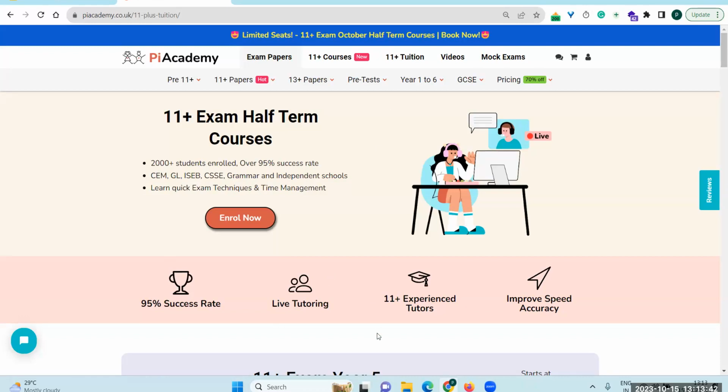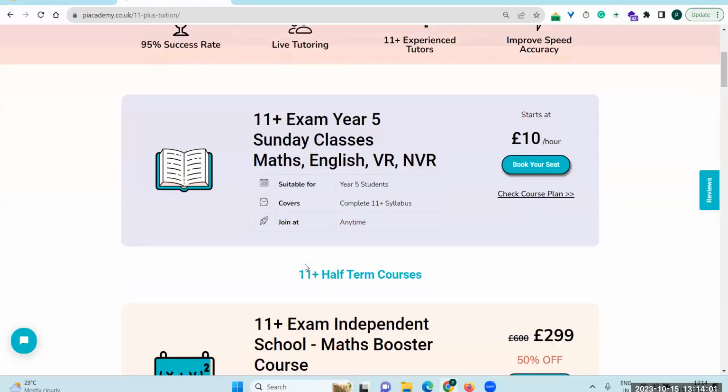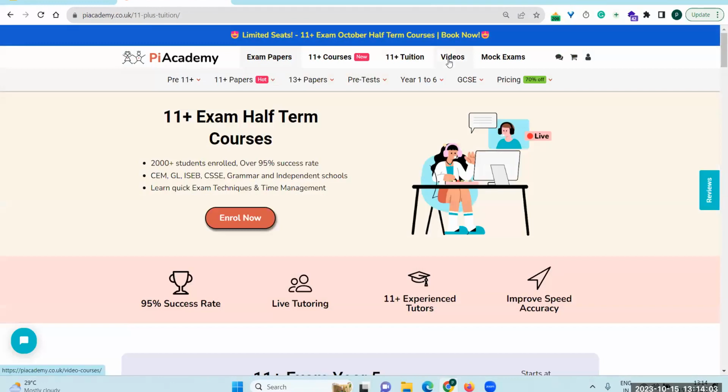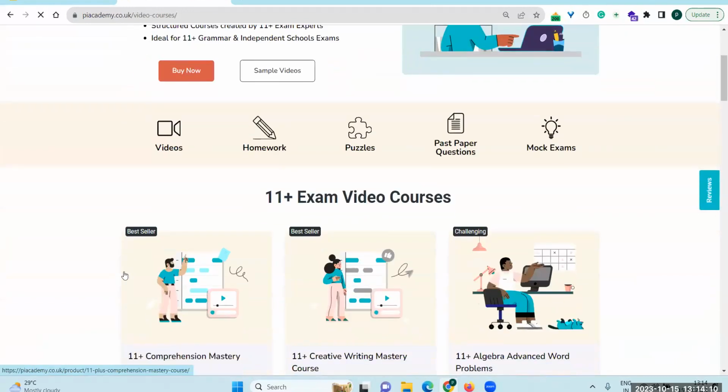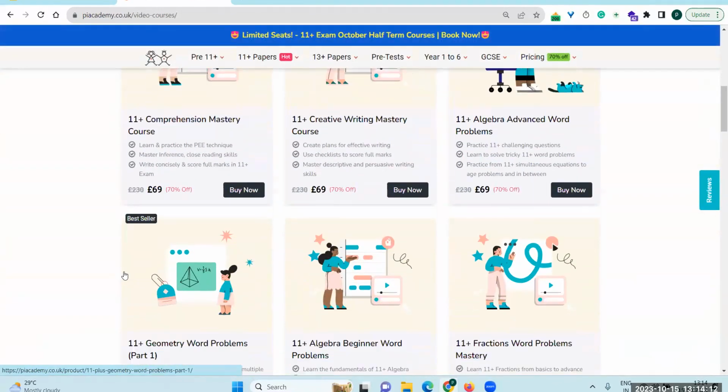Yes, sure. For English, I typically say there are basically three aspects, but obviously each of those is broken down. We have comprehension, creative writing, and then SPAG. The best way to break down each of those is our video courses, which split it into seven or nine sections, different skills you need to learn: inference, your PEE, vocabulary and context, author's choice, summary, predictions. So we split it into topics like that.